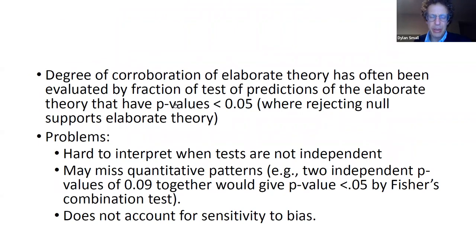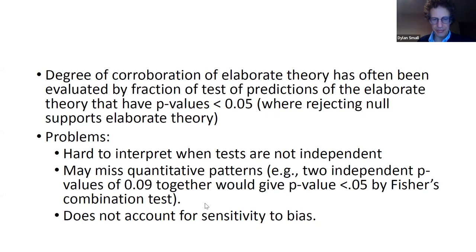So what the Morton et al. paper did, and it's often done, is they just looked at the fraction of the predictions that were significant. Some problems with that: first of all, if the tests are not independent, it's hard to interpret. If you just do like 5 very correlated tests, then it's not very meaningful at all. To say that one test was significant versus 5 tests are significant, you're not actually gaining that much extra information if they're all very highly correlated.